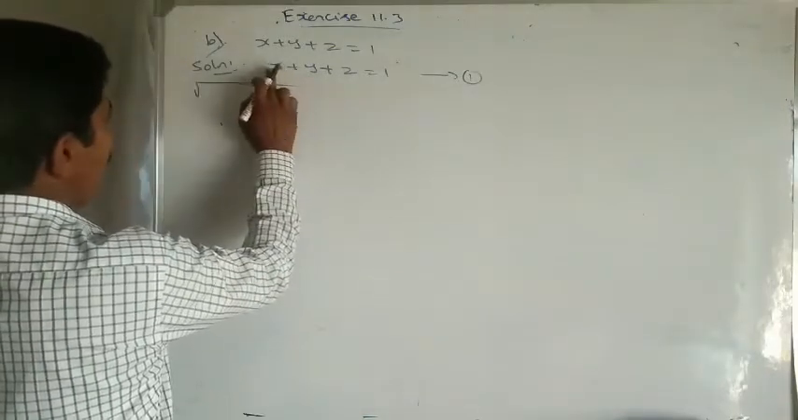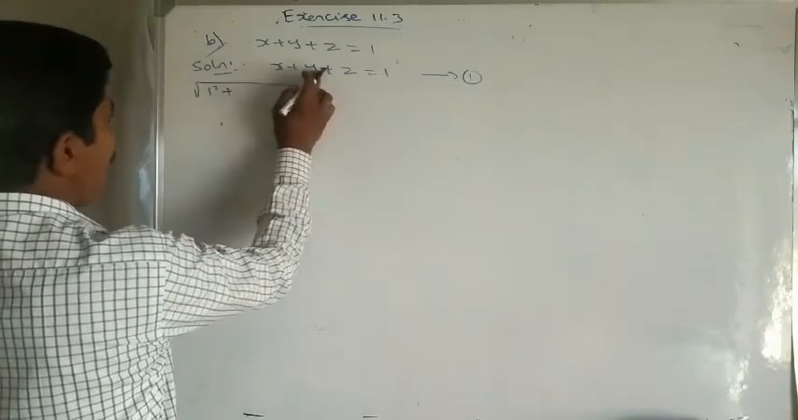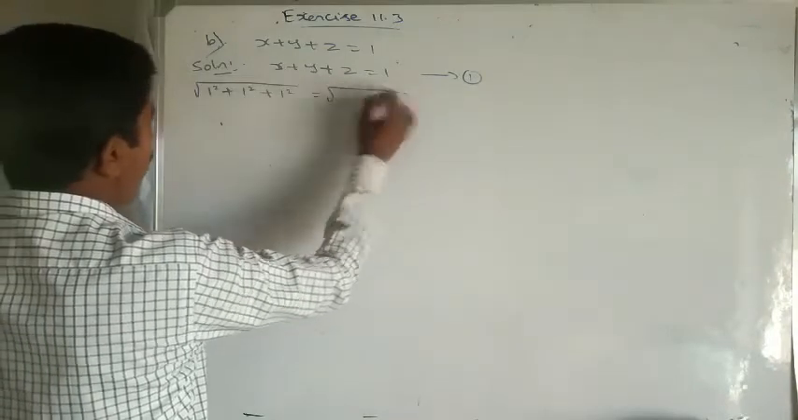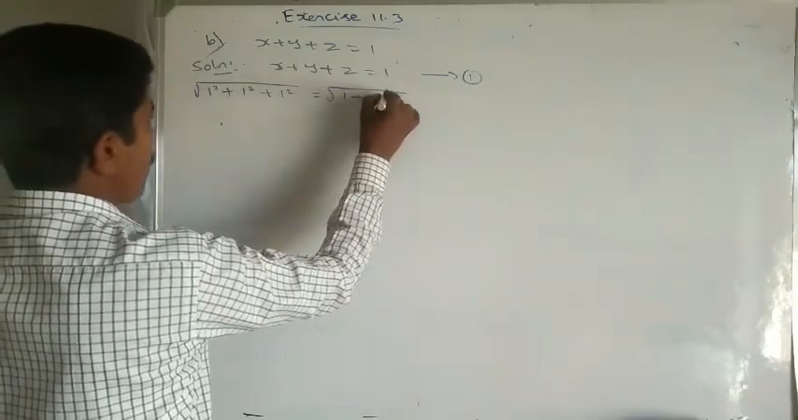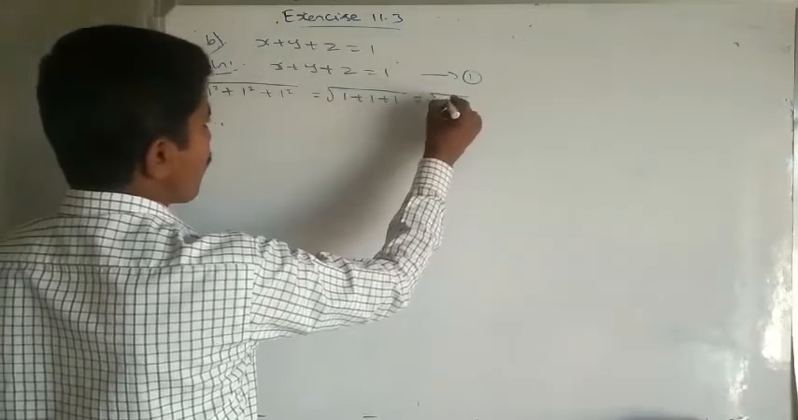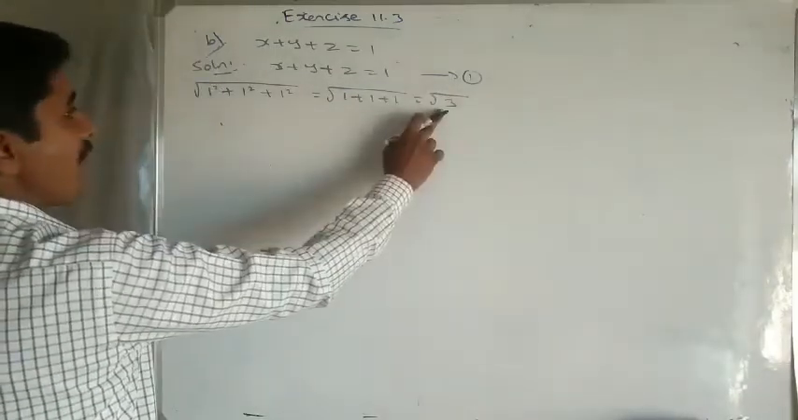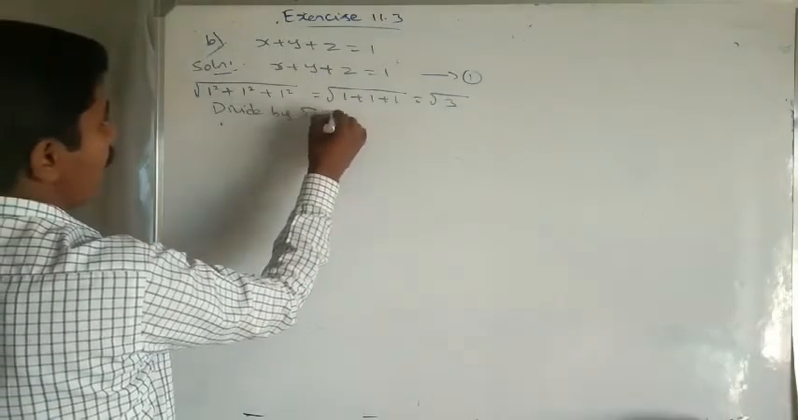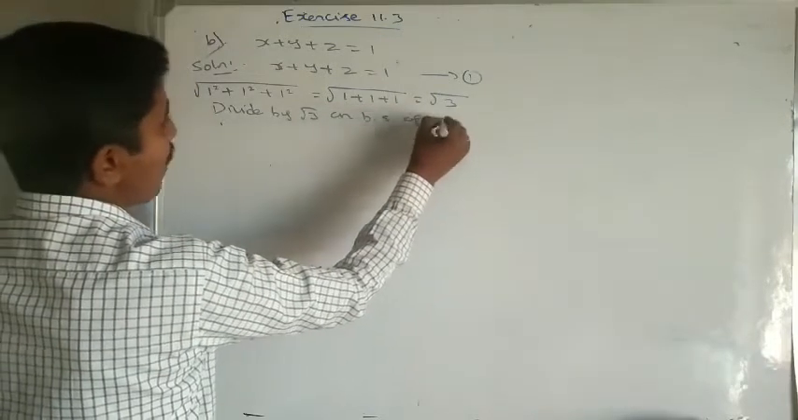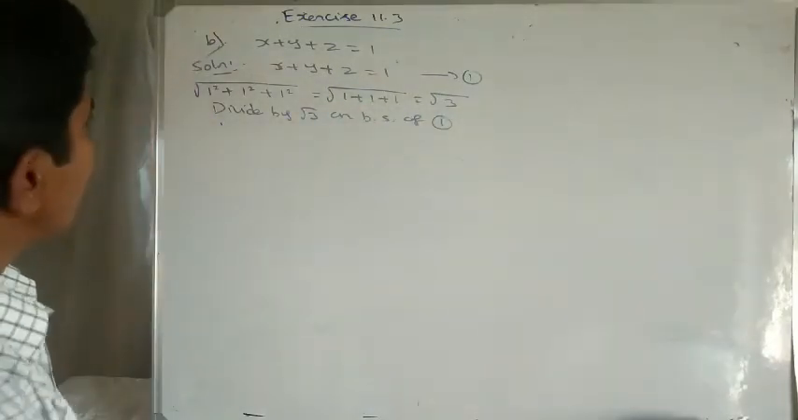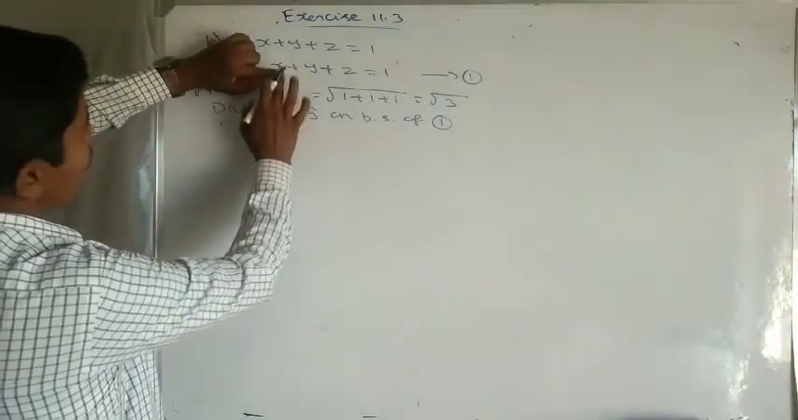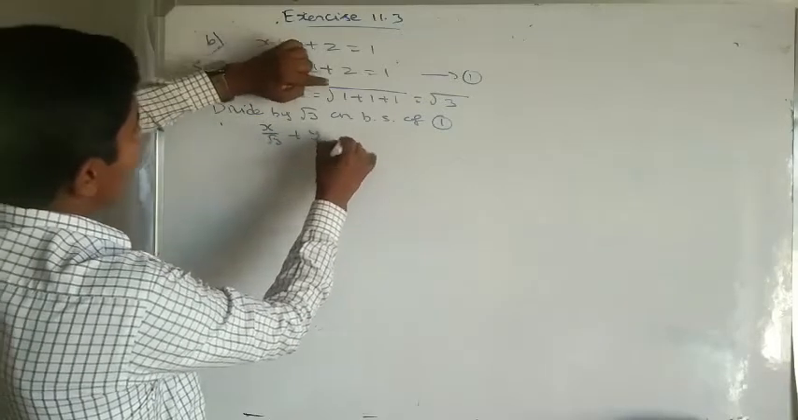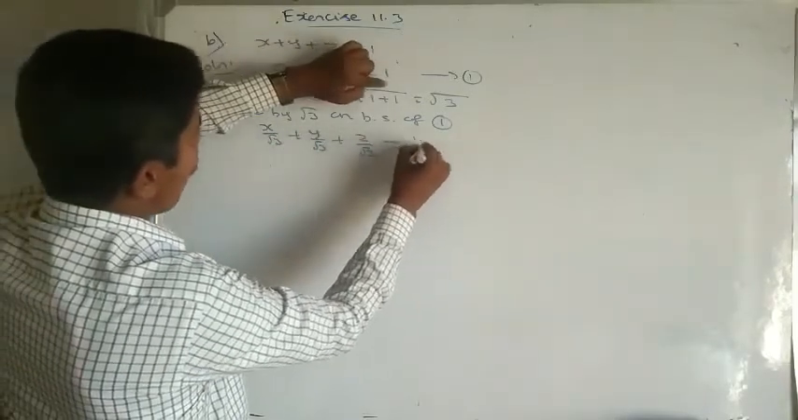Square root of x coefficient 1, 1 square, plus y coefficient 1, 1 square, plus z coefficient 1, 1 square. Square root of 1 plus 1 plus 1, which is root 3. Divide by this root 3 on both sides of equation 1. Each term becomes x by root 3 plus y by root 3 plus z by root 3, which is equal to 1 by root 3.